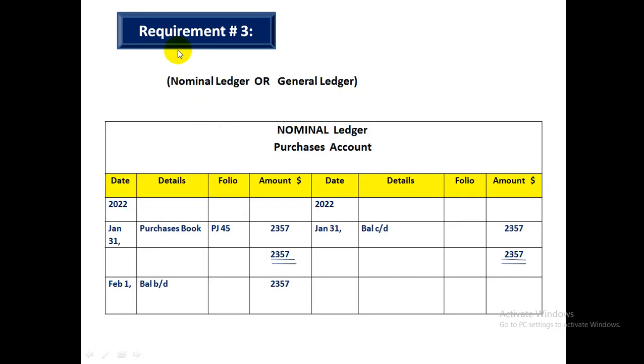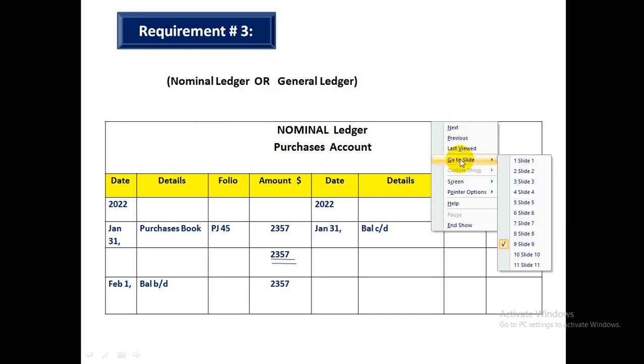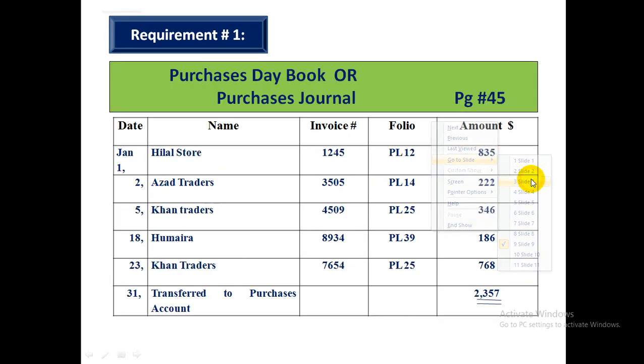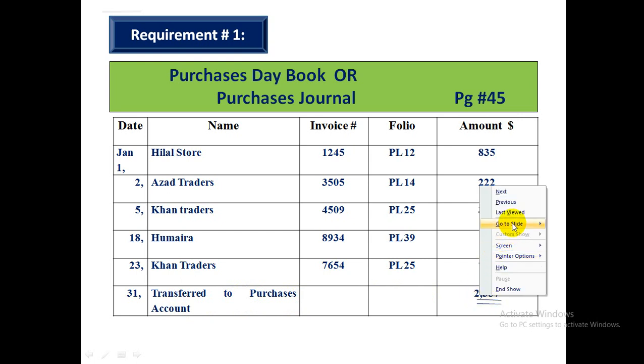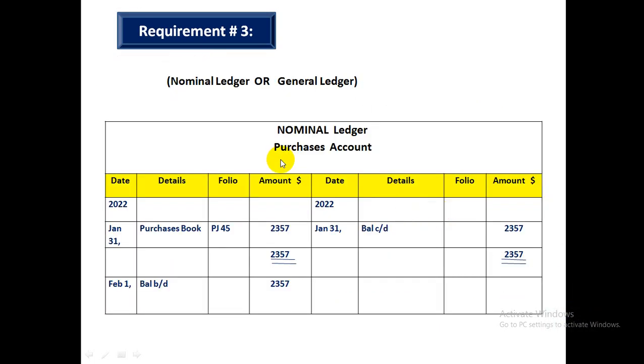Requirement 2 is complete. Now comes requirement 3. We have to prepare the purchases account. If you remember, in the purchases journal I told you this is the total which will be posted to the purchases account. So we are talking about this purchases account now. We had entered the date. Again, the columns are the same. We are talking about the journal ledger. Only this folio column could be new to you.